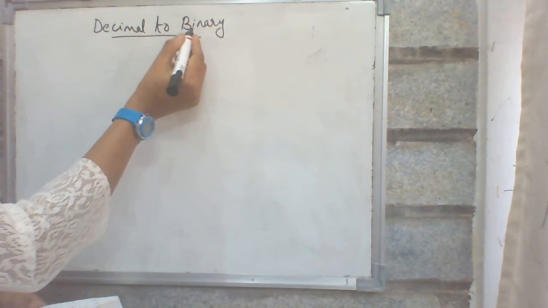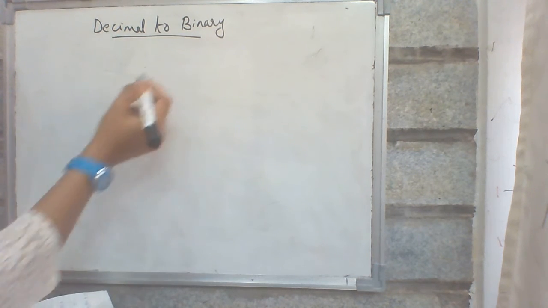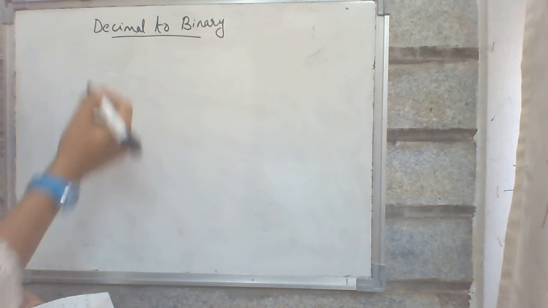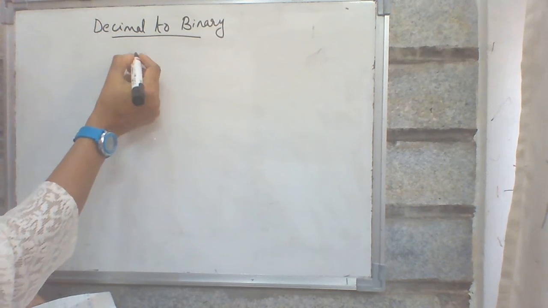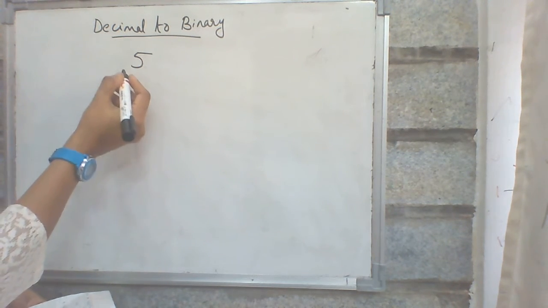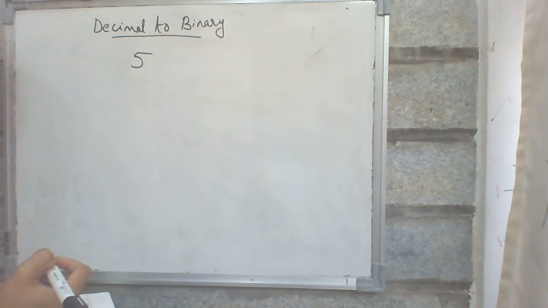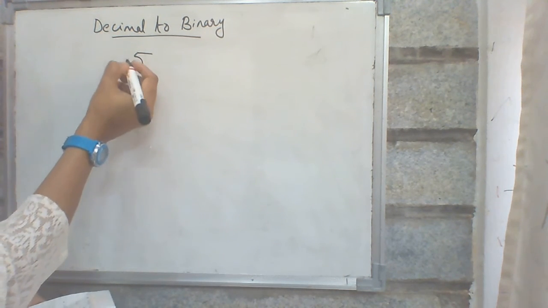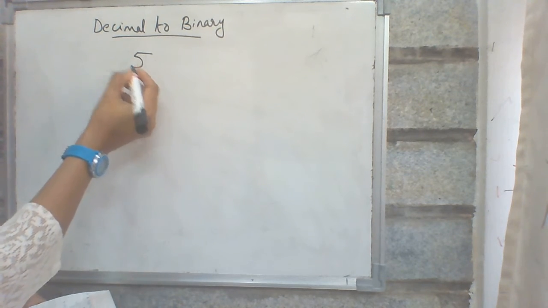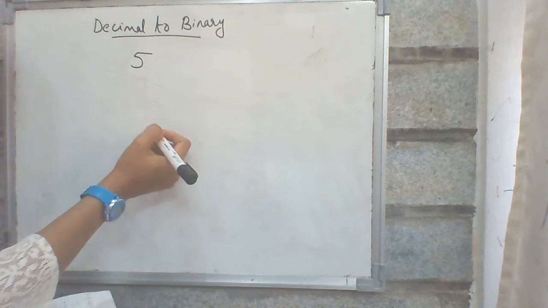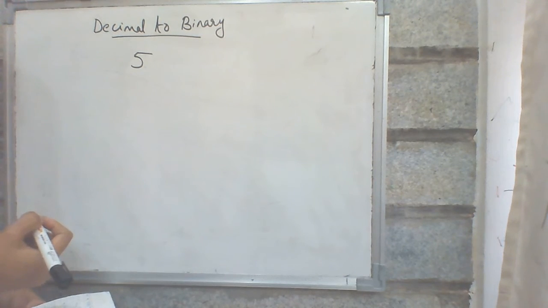What is the base radix of binary? The base radix of binary is 2 because in binary numbers we are using only zeros and ones. So the base radix is 2. That's why we are dividing by 2. Suppose this is a decimal number 5. Then how to convert this decimal number 5 to binary? For that, divide this number by 2, then repeat the division till the number becomes 0.